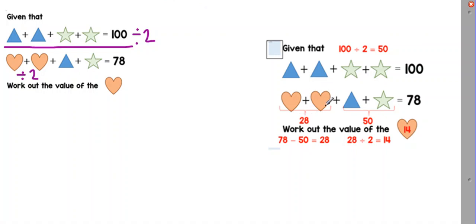And that's for both of these love hearts here. So now we need to divide by 2 to get the value of one heart. So 28 divided by 2 is 14. Well done if you got that one correct. That was slightly trickier.